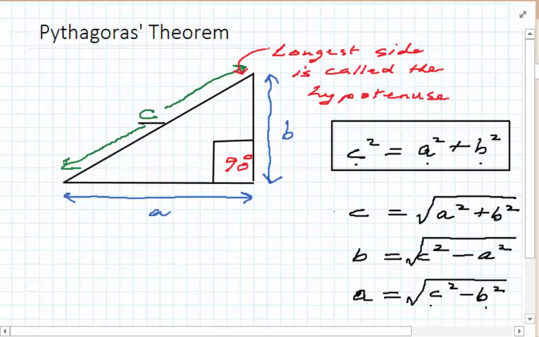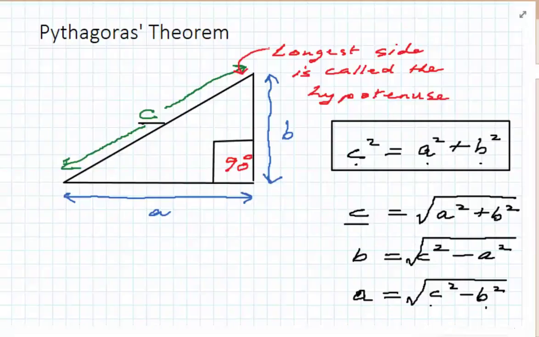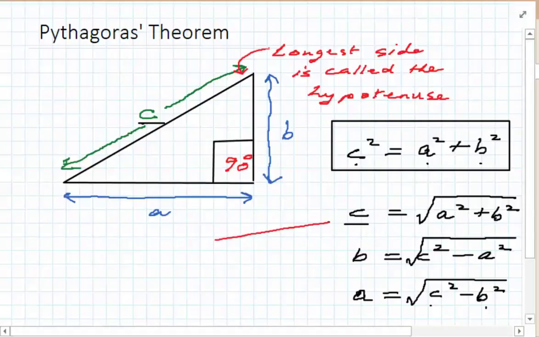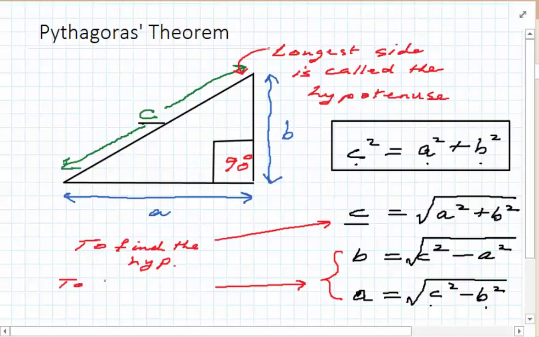So there's the three basic forms you can use to find an unknown length, depending on whether you're trying to find the hypotenuse. If you're trying to find the hypotenuse, you use this rule. I'm going to write that in. Trying to find the longer side, or the hypotenuse. I'll just write HYP, and these two to find a shorter side.